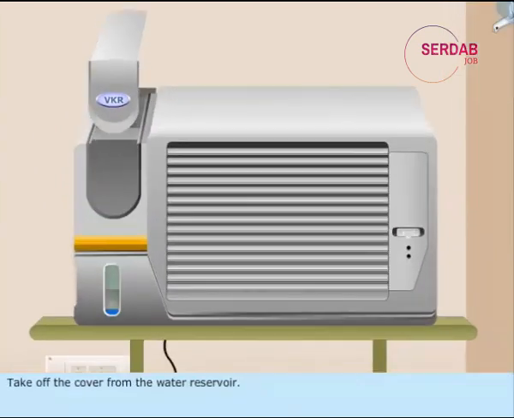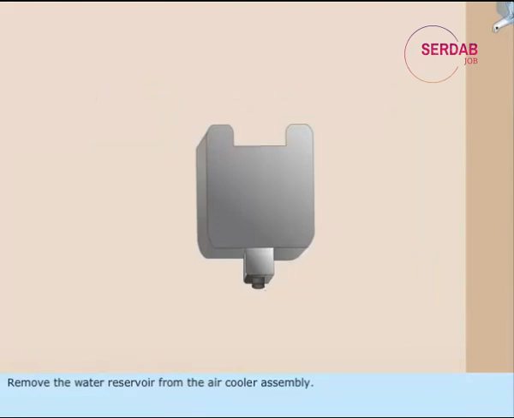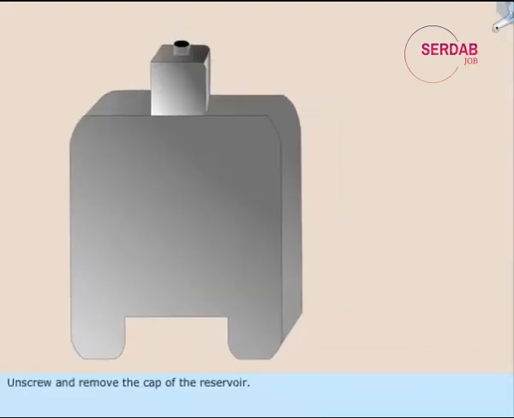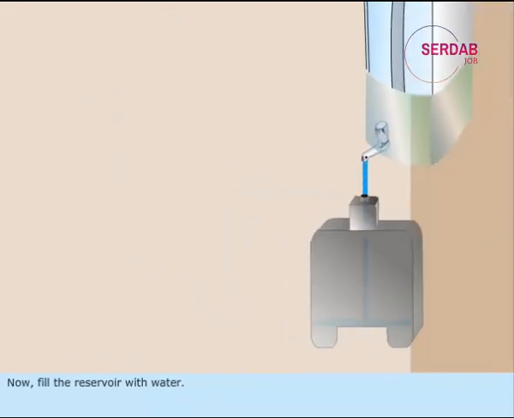Take off the cover from the water reservoir. Remove the water reservoir from the air cooler assembly. Invert the reservoir upside down. Unscrew and remove the cap of the reservoir. Now fill the reservoir with water.